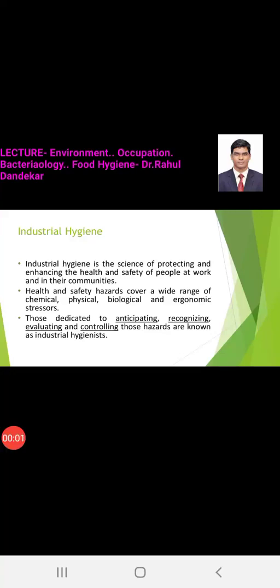Students, let's see occupational or industrial hygiene. Industrial hygiene is the science of protecting and enhancing the health and safety of people at work and in their communities. Health and safety hazards cover a wide range of chemical, physical, biological, and ergonomic stresses. Those dedicated to anticipating, recognizing, evaluating, and controlling those hazards are known as industrial hygienists.